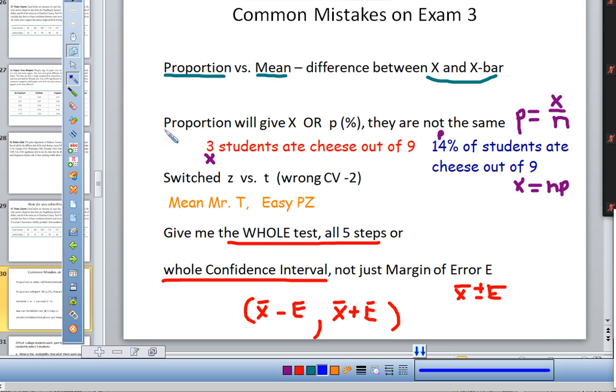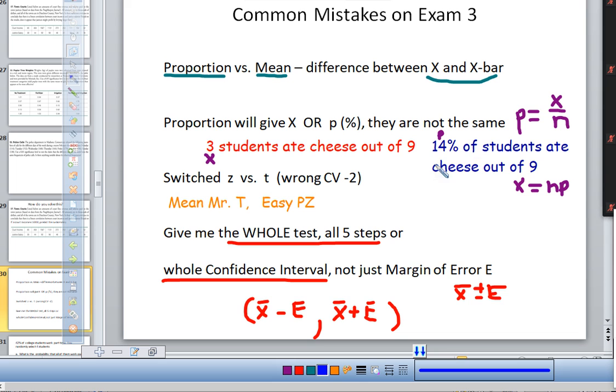The other thing that people messed up on in the exam was if it was a proportion, I will give you either X or P, right? So P would be the percentage. X is the number of successes, how many people. They're not the same thing. So here, if I say 3 students ate cheese out of 9, 3 is not your percent, it's 3 students. This is your X. So then to find the percentage, you do percentage equals X over N, like you think you would, right?